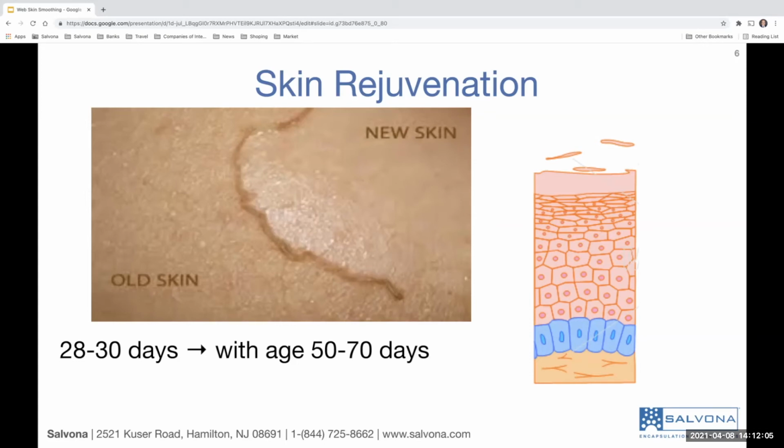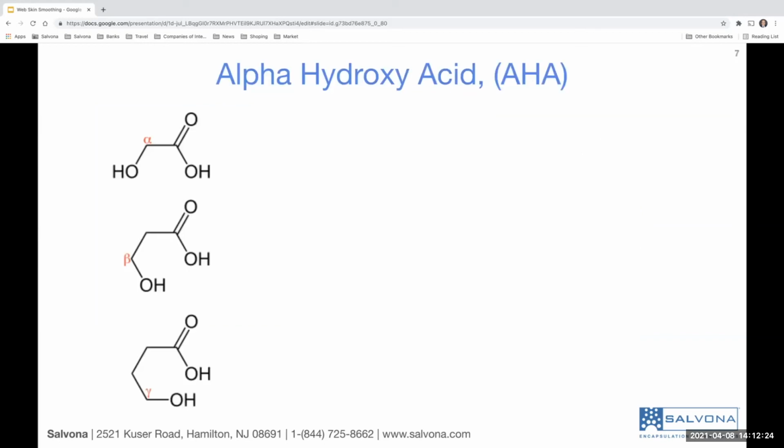Now imagine when people get older, then it takes a longer time. So in order to rejuvenate or accelerate the exfoliation, which is another word for rejuvenate the skin, we need some help. Now, what can be used to help rejuvenate the skin? And I will talk about only a few actives and will not go further than this.